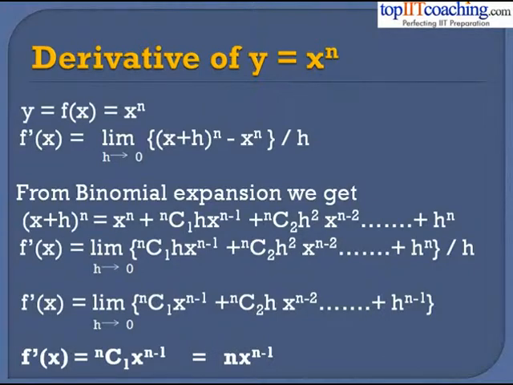Now given that y equal to x to the power of n, so f dash x would be equal to limit of (x plus h) to the power of n minus x to the power of n, divided by h, when h tends to 0.